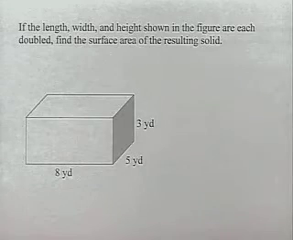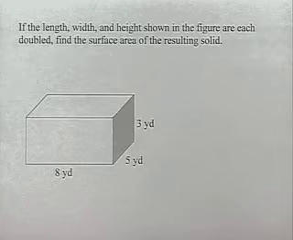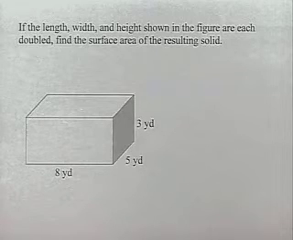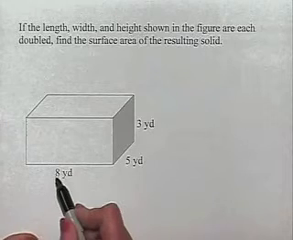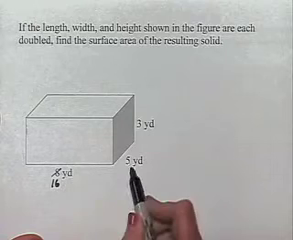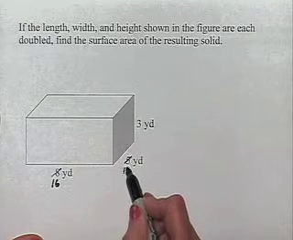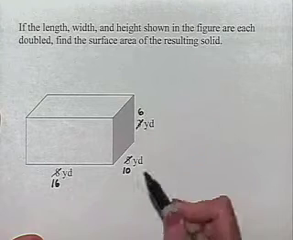In our next problem, we're going to look at surface area. If the length, width, and height shown in the figure are each doubled, find the surface area of the resulting solid. Well, let's begin by going ahead and doubling these values. So instead of 8 yards, we're going to be looking at 16 yards. Instead of 5 yards, we're going to be looking at 10 yards. And instead of 3 yards, we'll be looking at 6 yards.